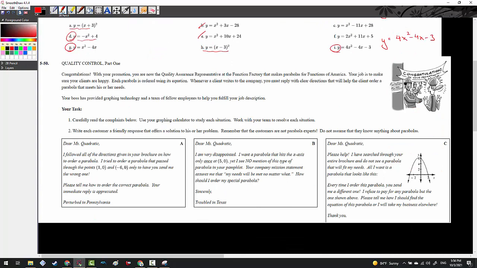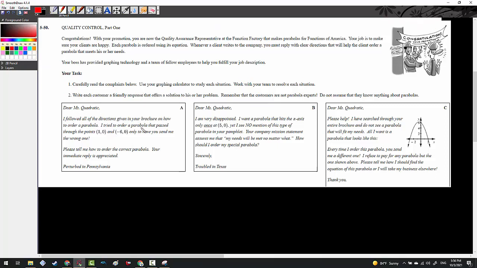For this quality control problem, they're telling us to read the complaints of the parabolas and then write a friendly response that offers a solution to the problem. And so basically, we just have to write the equation of each parabola given those conditions. In letter A, they're talking about the person in Pennsylvania. They're saying that they followed all the instructions and they ordered a parabola that passed through the points, and it seems like you sent the wrong one. Please tell me how to order the correct parabola. Your immediate reply is appreciated.